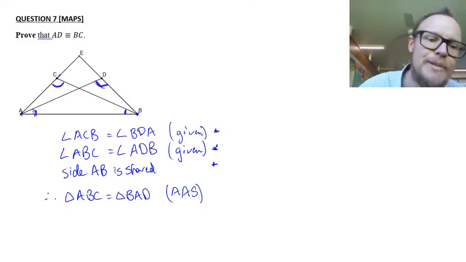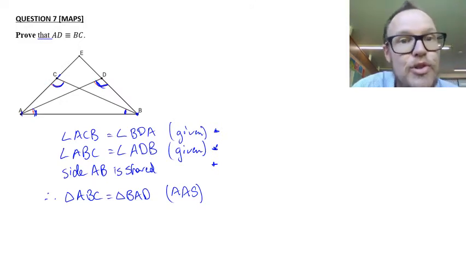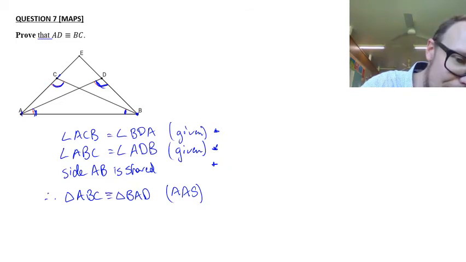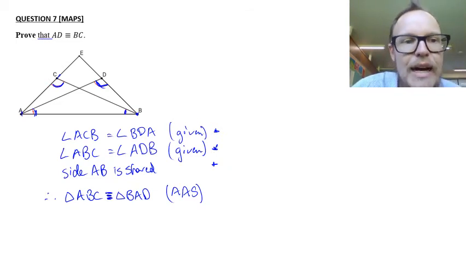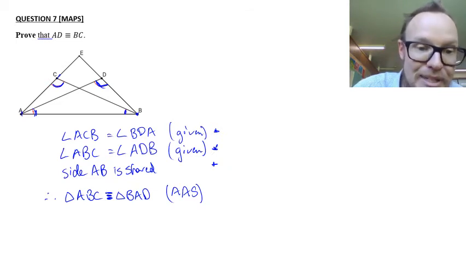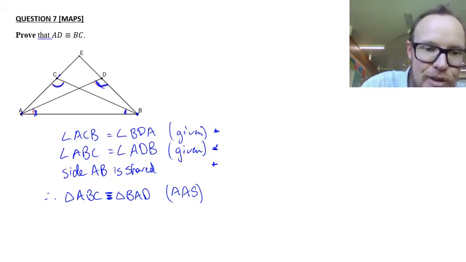So now, because we've got that these two triangles are congruent to each other, I need to make sure I use the congruent symbol and not the equal symbol. AD is congruent to BC. That means they need to match up.